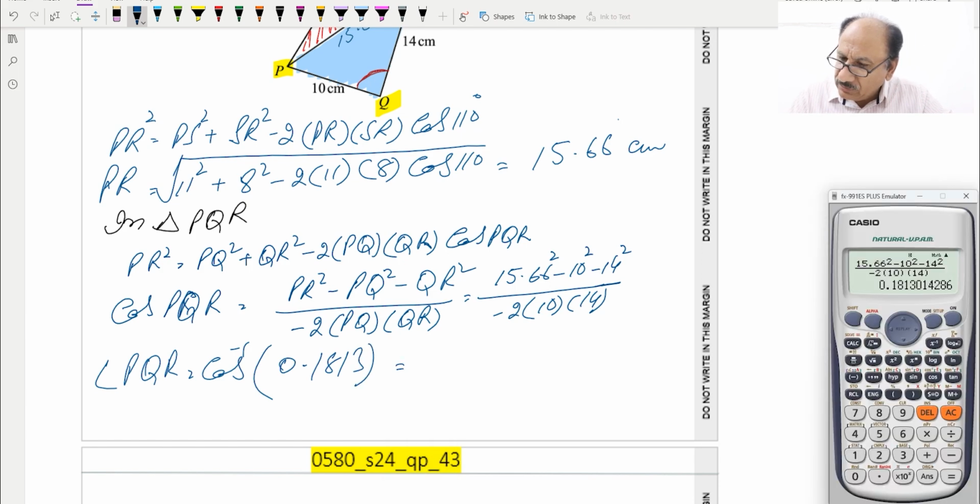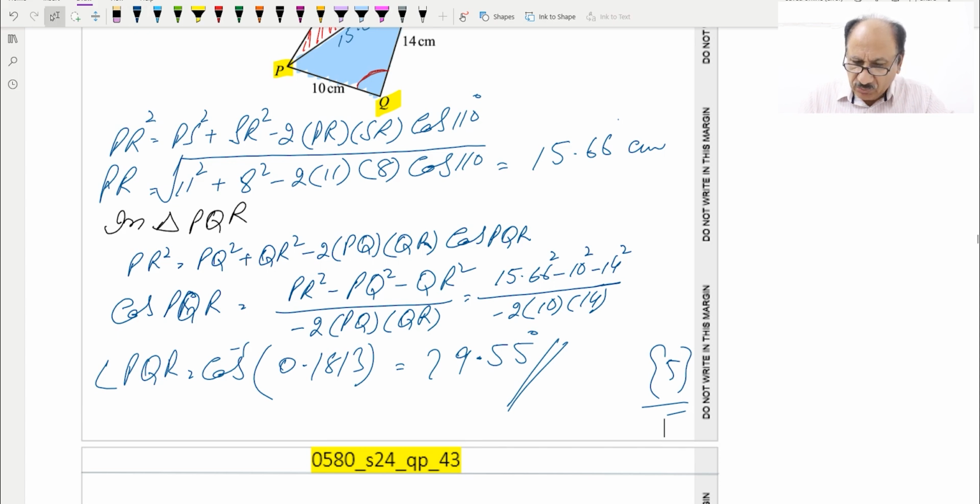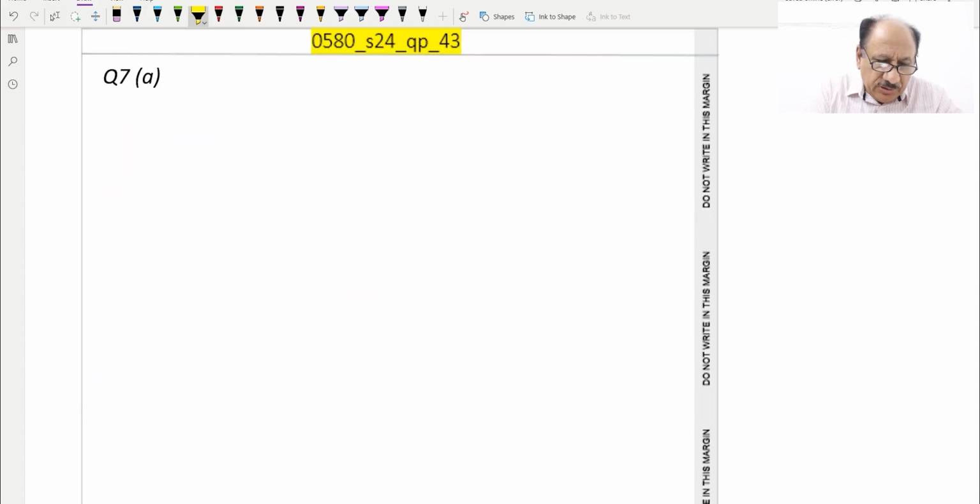So shift cos of answer will be equal to 79.55 degrees. This will be our answer for this, and this is a 5 marks part, by the way, and angle PQR, which we were supposed to find. We are done with this question. Hopefully you understood this. Question number 7a part. I'll go through the question.